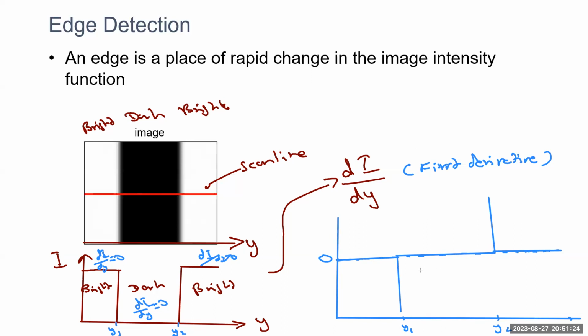So if you want to find the edges of an image, what you do is you get the intensity plot of the image, the intensity function of the image, and then you get the first derivative, and the extrema of this first derivative will correspond to the edges. Clear? I think that should be clear. That's not very hard to understand, right?